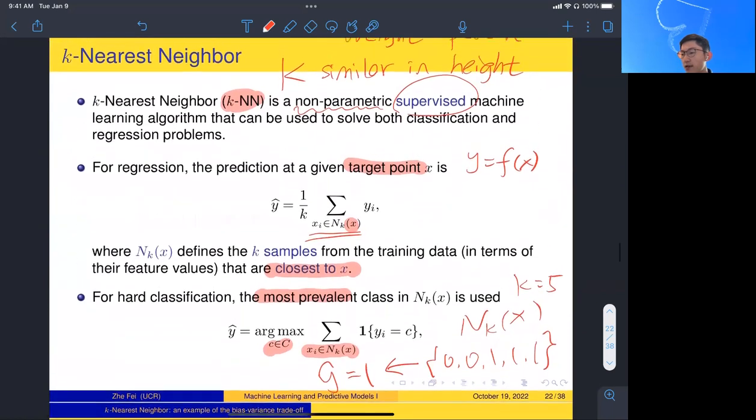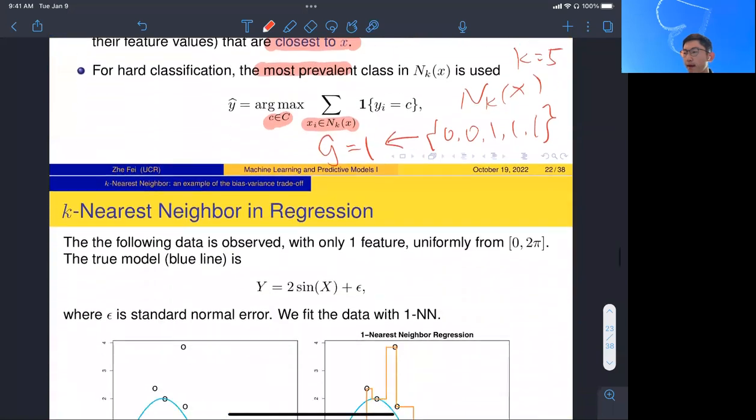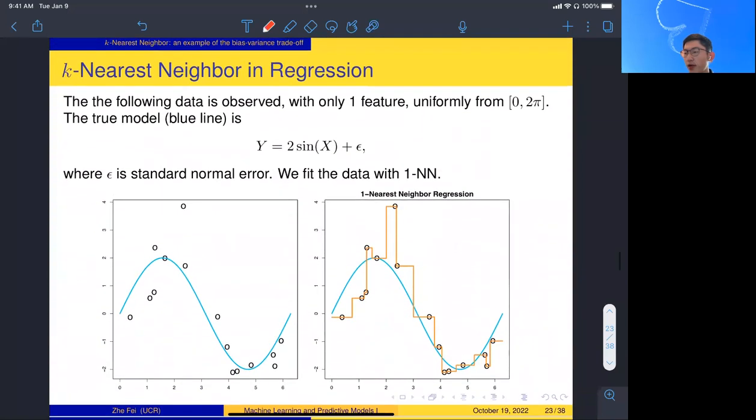So based on this definition, this is essentially all of the k nearest neighbor algorithm that we want to describe. So let's try to apply this k nearest neighbor to some simulated data, some data that we want to model. So we simulate this data of x and y based on this relationship.